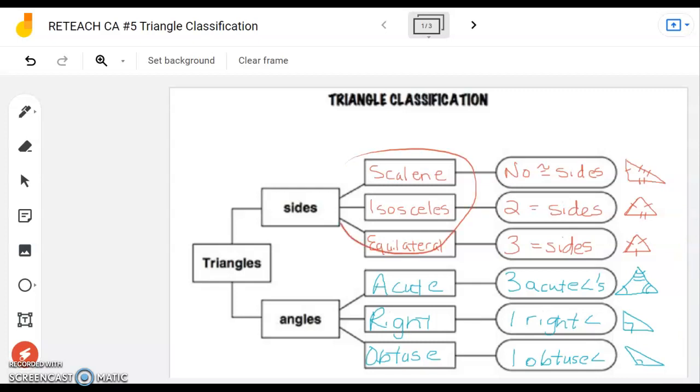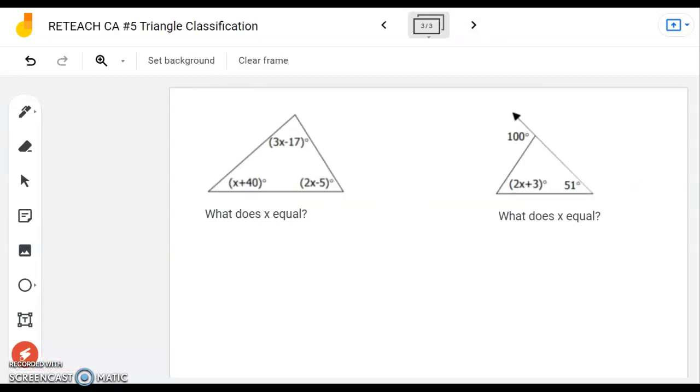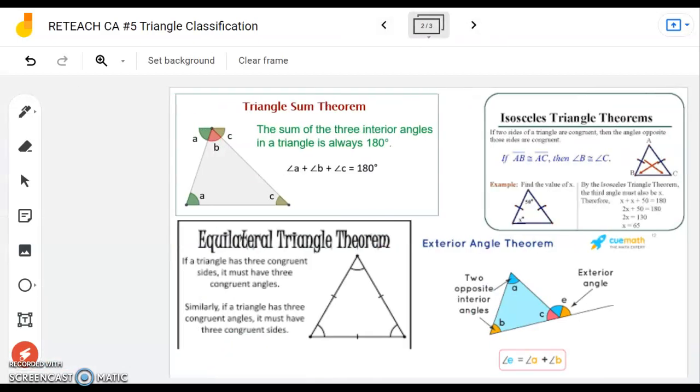You have your three sides and your three angles. And more than likely, you'll have to identify a triangle by both. Okay, next. Ooh, that double timed it. We have our triangle theorems. Okay, so the first one we learned was the Triangle Sum Theorem.